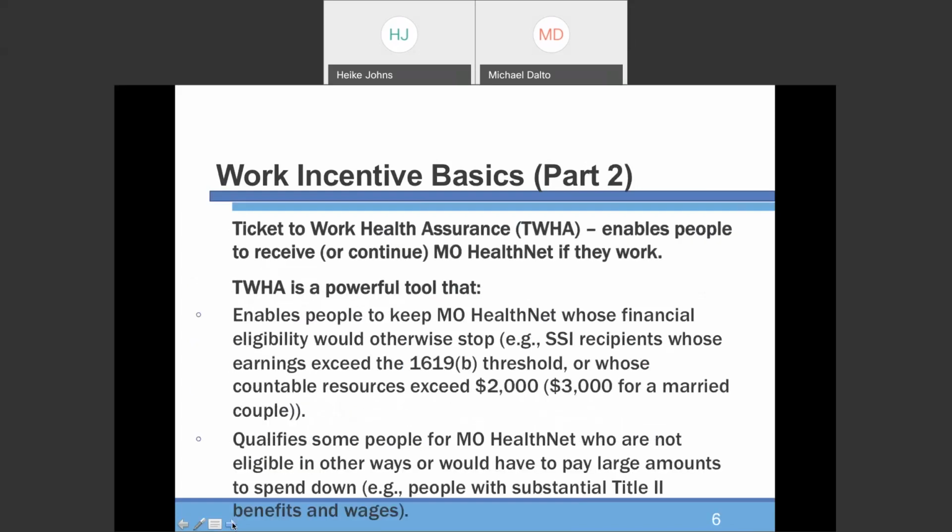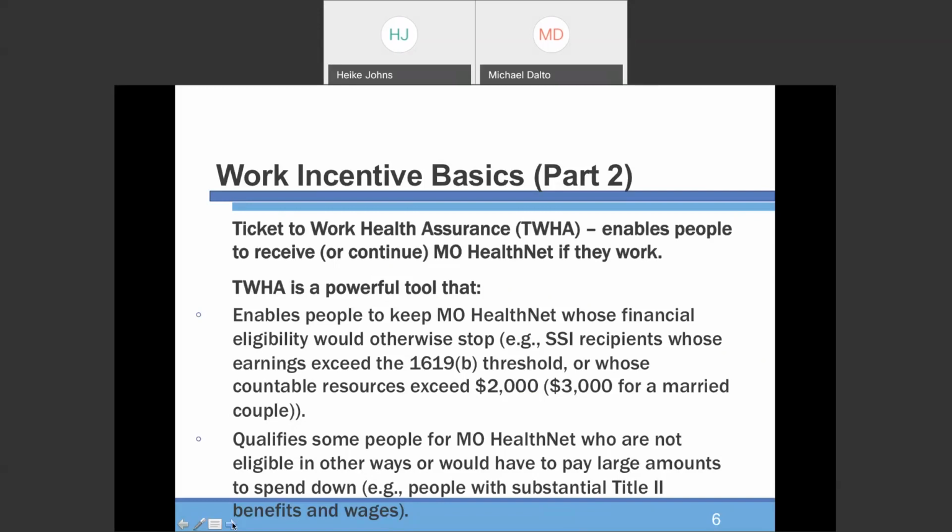Now, the Ticket to Work Health Assurance, TWHA program, is a really wonderful work incentive that enables people to get Mo Health Net if they're working, or to continue to receive Mo Health Net, oftentimes at less cost, in particular compared to getting Mo Health Net through a spend down. Or in some cases, it may enable people to remain eligible for Mo Health Net if they otherwise would lose it.